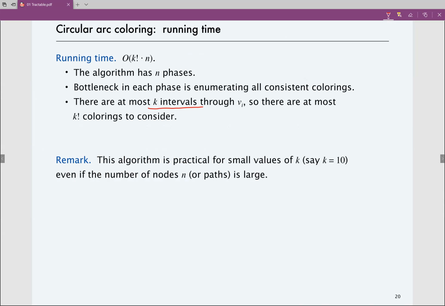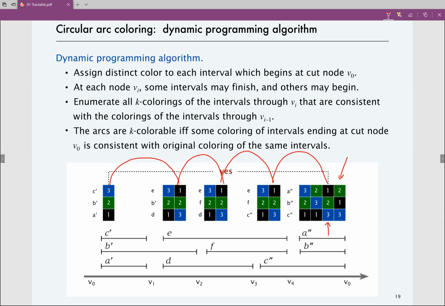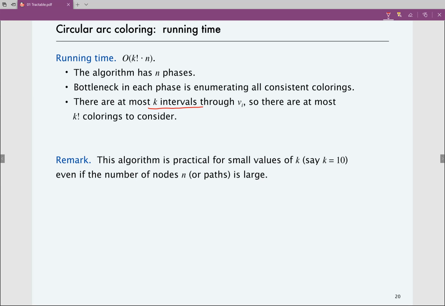And then you have to see if any of those possible colorings are consistent with the colorings from the previous interval. Okay, and so if there are k intervals that cross vi, then the number of colorings to consider is k factorial.